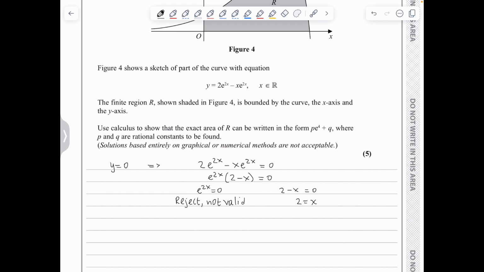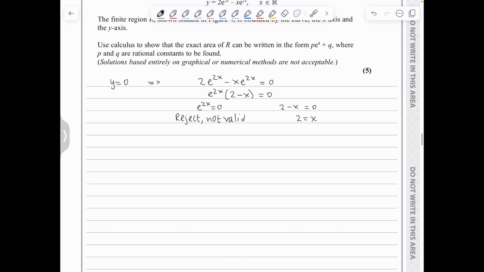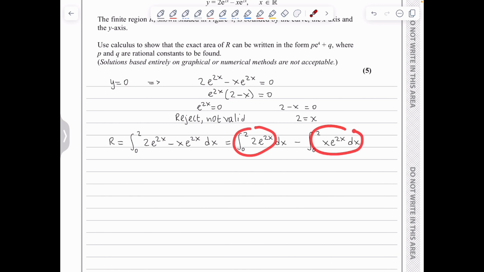That's the boundary on the right hand side, and therefore we have that the region R is given by the integral from 0 to 2 of 2e to the 2x minus x e to the 2x dx. I will split this as the integral from 0 to 2 of 2e to the 2x dx minus the integral from 0 to 2 of x e to the 2x dx. The first one is a standard integral, whereas the second one is calling for integration by parts.